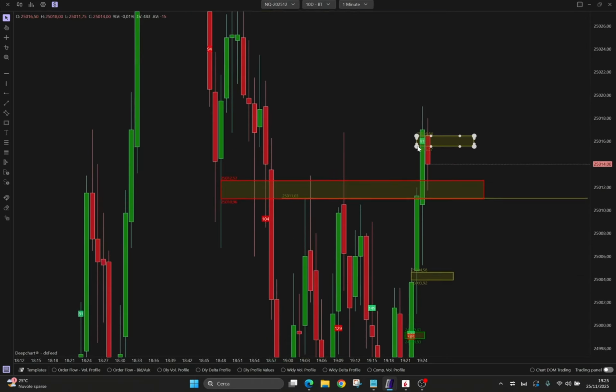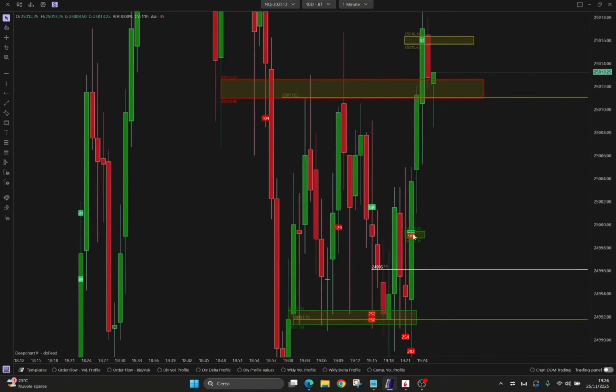Now, these buyers got accepted. They are in the full body of the candle, okay? And these sellers are trying to get back into the range. You have two protection levels. This one, the gap got already closed. So the first level, if they want to go down, is this one.